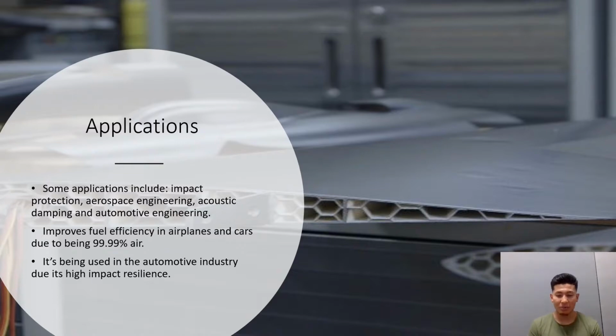On this slide, I will be presenting the applications of metallic micro-lattices. Many renowned universities are studying possible applications for a metallic micro-lattice structure such as impact protection, aerospace engineering, acoustic damping, and automotive engineering. One way it could help in aerospace engineering is by lowering the weight of airplanes, which could result in less fuel consumption.